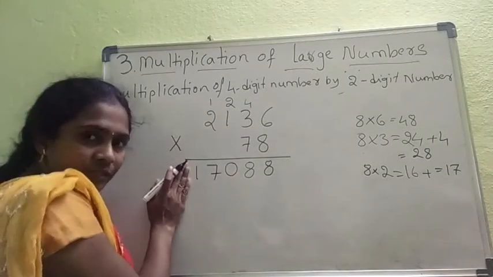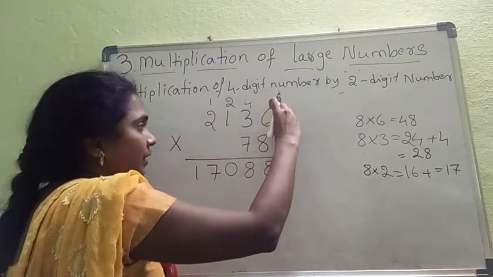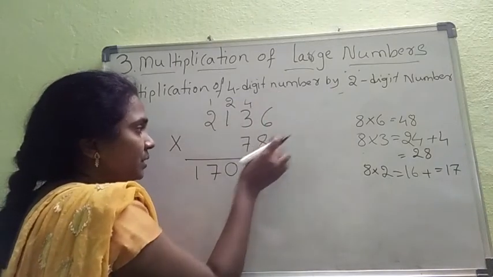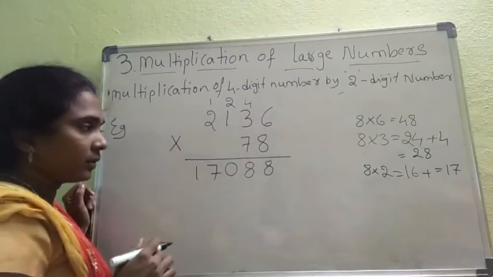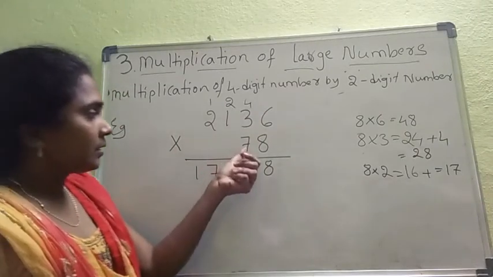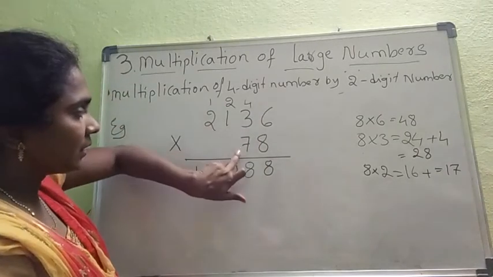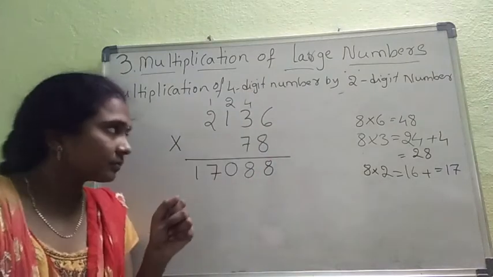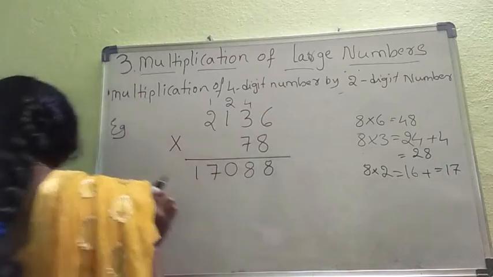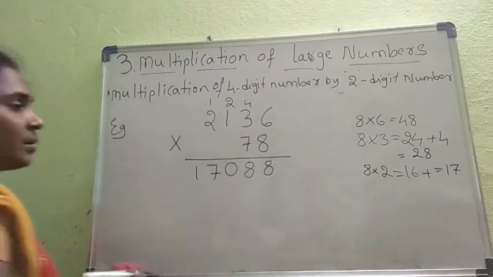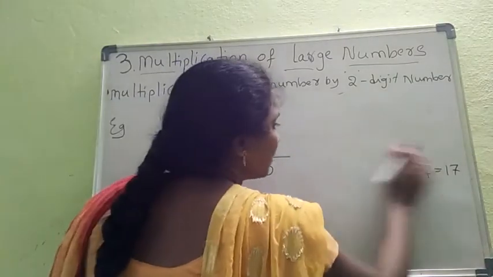I hope the first step is clear. The 4-digit given number we multiplied with the 2-digit number. In the first step we multiplied by the ones place. Right? Next step, you should multiply with the tens place digit. What is the tens place digit? We have 7. Right? That means now we should multiply the complete number with the tens place.